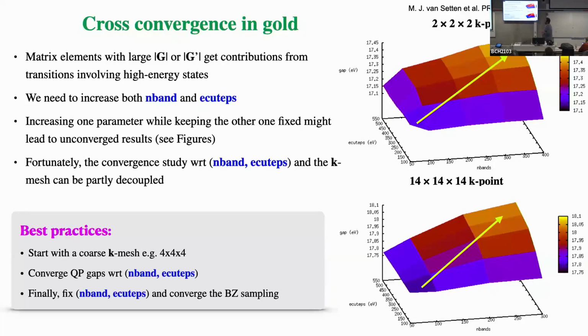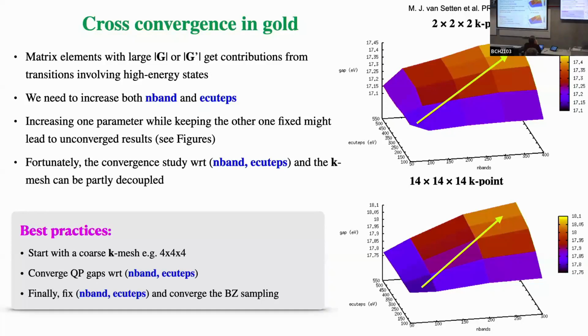So you cannot simply perform a one-dimensional convergence study, but you have to increase the number of empty states and the cutoff energy at the same time, as shown here. If you fix one parameter, for instance the cutoff, and increase the bands, you find a converged value here. If you move along the other axis, you find another value. The most reliable approach is to converge both in bands and cutoff, and this is the kind of convergence value that you should get at the end.